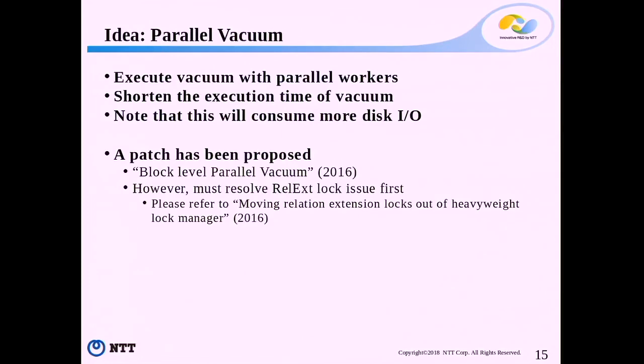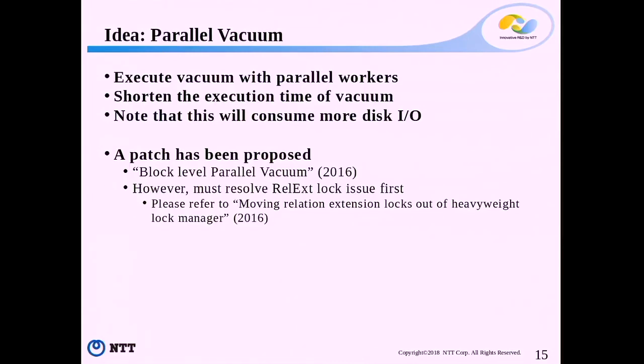So here I'd like to propose a parallel vacuum. Parallel vacuum is executing the vacuum with parallel workers using the Postgres parallel query infrastructure, which was introduced in Postgres 9.6. And this can shorten the vacuum execution time. But please note that the parallel vacuum will consume more disk I/O.